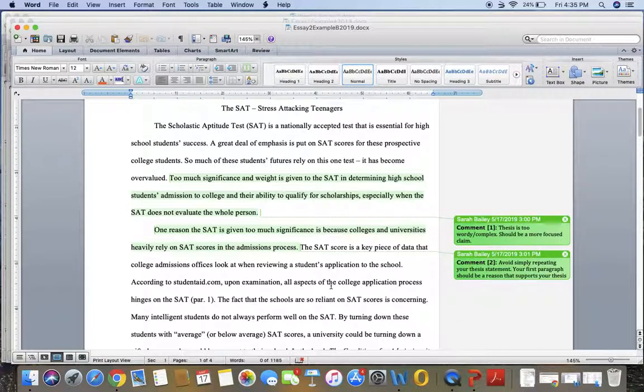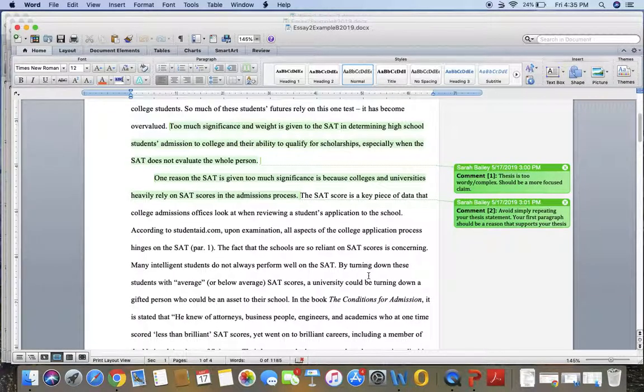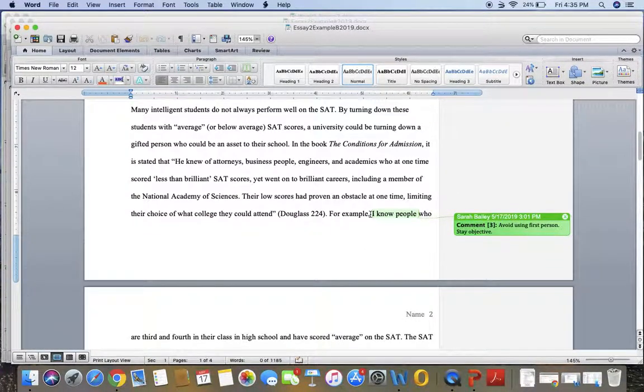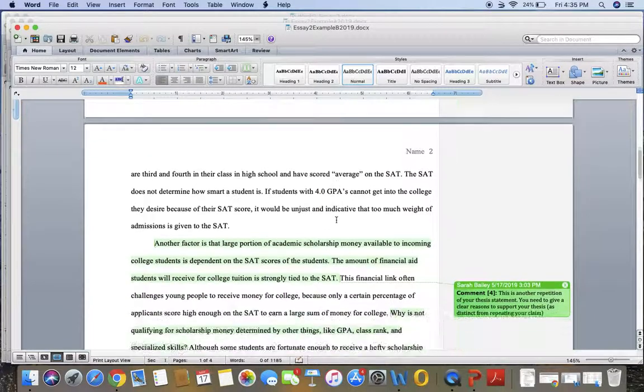And one thing that I think was very weak in this paper is the student didn't do any research really on the test itself. If you read this paper, the person doesn't have any sources connected to what makes the SAT a poor test. Why is standardized testing bad? They just say that colleges use it too much. So here we have first person, you want to avoid that.